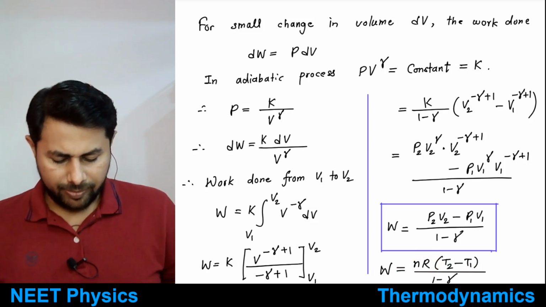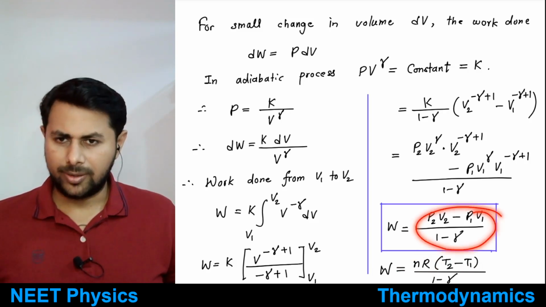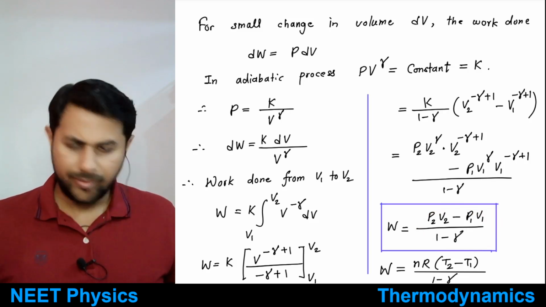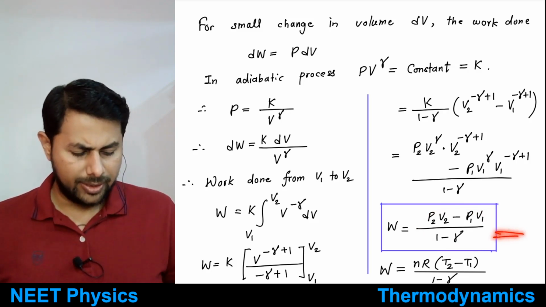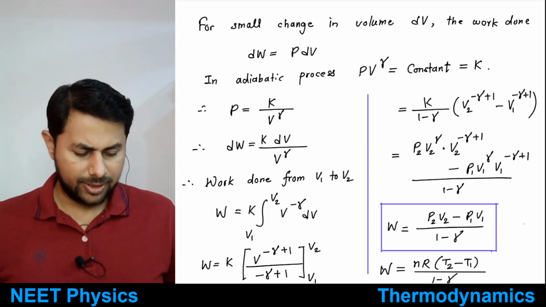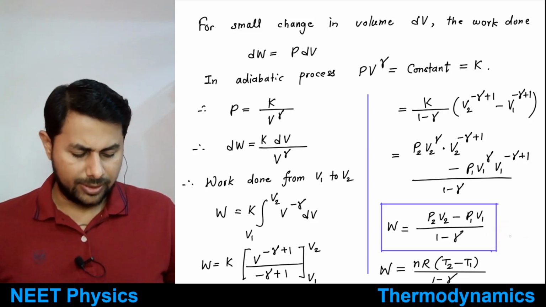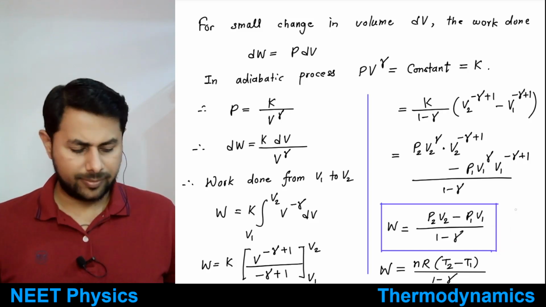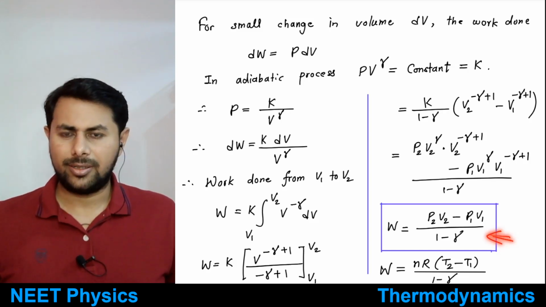So you need to remember just one formula, this formula, right? That PV equals nRT you can use anytime, okay? So you need to remember just this formula, that P2 V2 minus P1 V1 divided by 1 minus gamma. So is this thing clear, everyone? Yes, no?